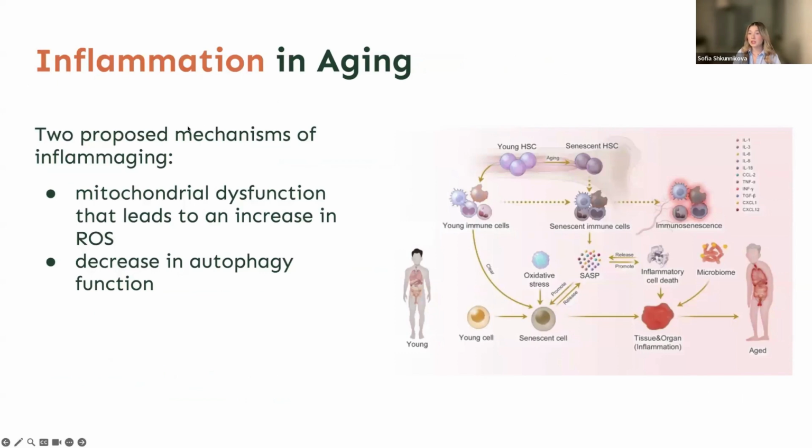We also mentioned that inflammation is increased in aging, and there have actually been two proposed mechanisms of inflammaging. The first one is mitochondrial dysfunction that leads to an increase in reactive oxygen species, meaning oxidative stress. And the second mechanism is a decrease in autophagy function, meaning that our cells are not able to clean up dead cells and their contents, which again will lead to an increased inflammatory profile.